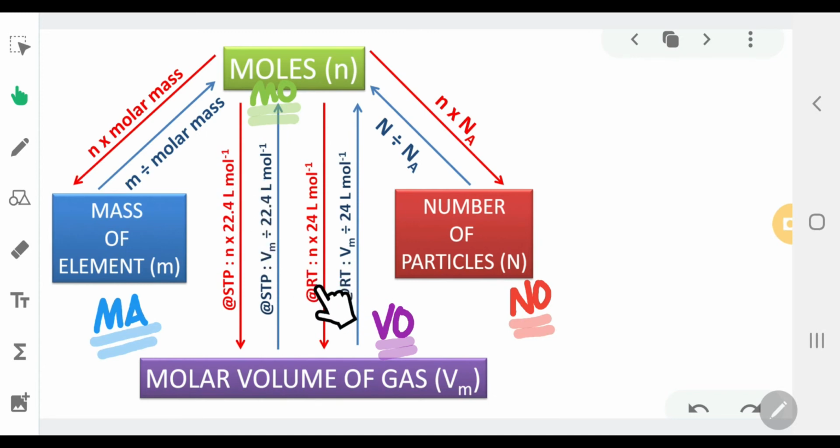And if you want to talk about room temperature condition, if you want to change from moles to volume of gas, you're going to take the number of moles and times that with 24 liter per mole. So you have to be careful. You have to read the question. You have to know which condition that you need to be considering.